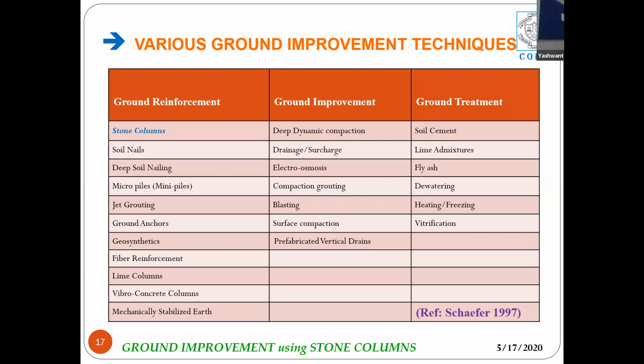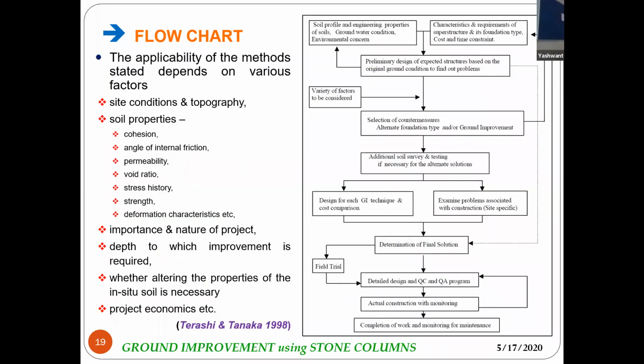Further, this particular flow chart was given by Terashi and Tanaka in 1998 in their paper. This is a general guideline as to how you should proceed, what method is to be adopted, and what quality checks and quality assurances are to be adopted during construction and even after construction for monitoring. And the various factors that affect them are the site conditions and topography, obviously.